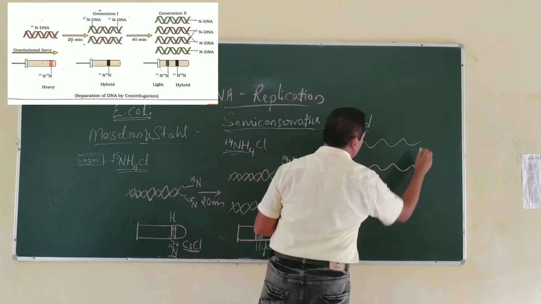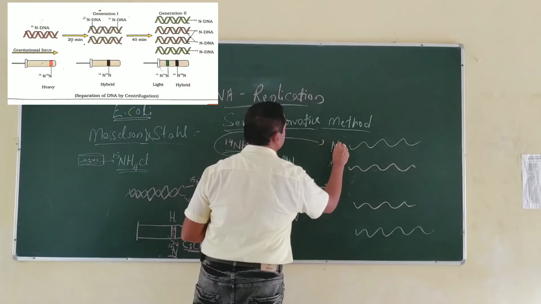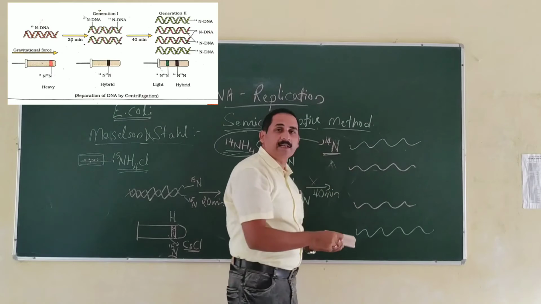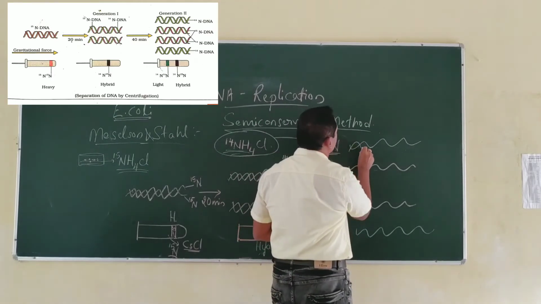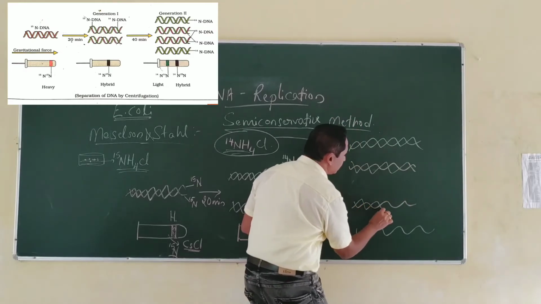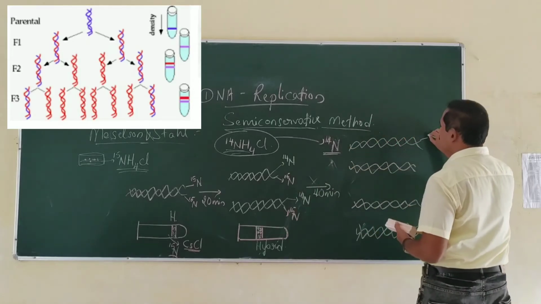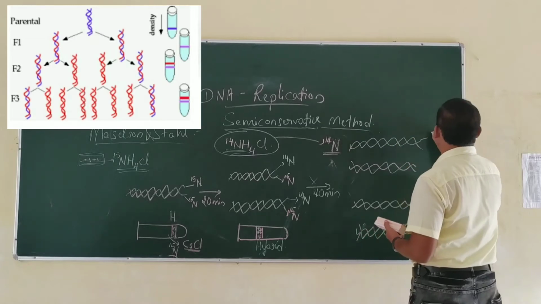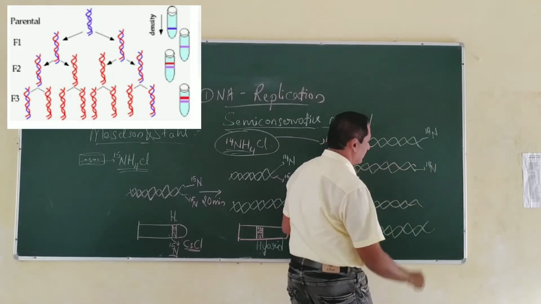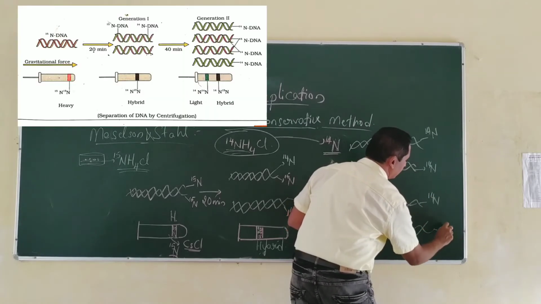These two are the parental strands. The newly synthesized strands contain only N14, because in this N14 NH4Cl medium the nucleotides contain only the normal N14 isotope. The new strand is synthesized by using the parental strand as a template. So this one is the newly synthesized strand, and all the newly synthesized strands contain N14. This one is the parental strand.